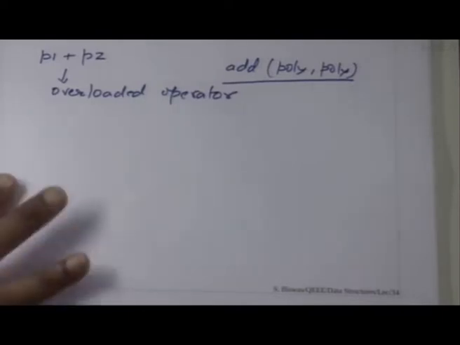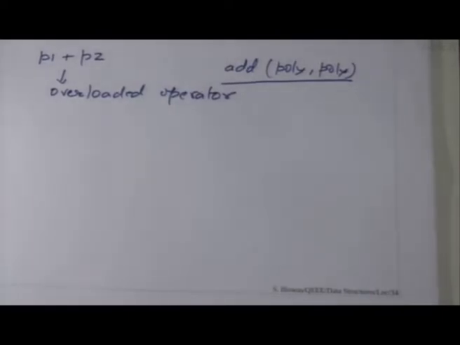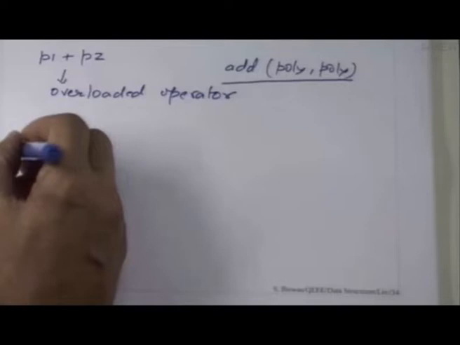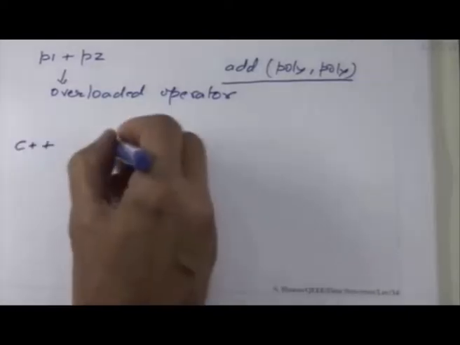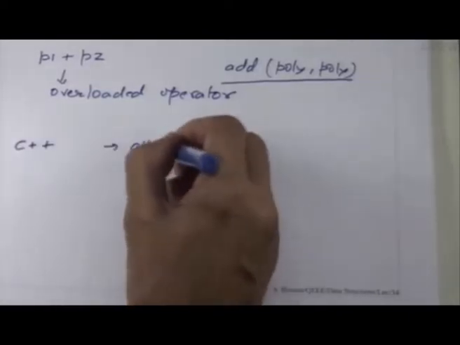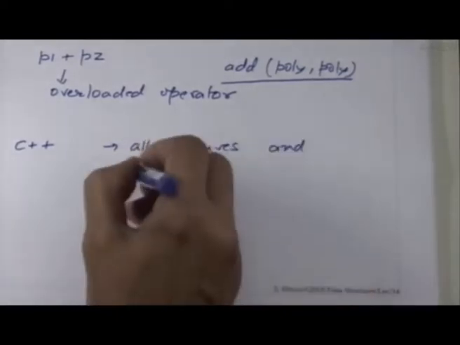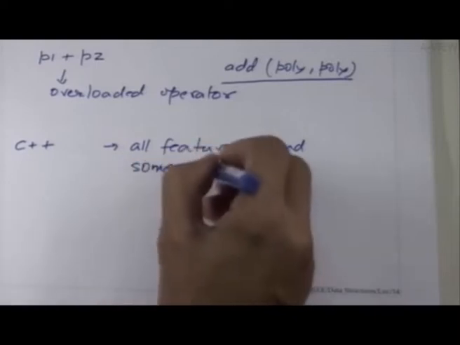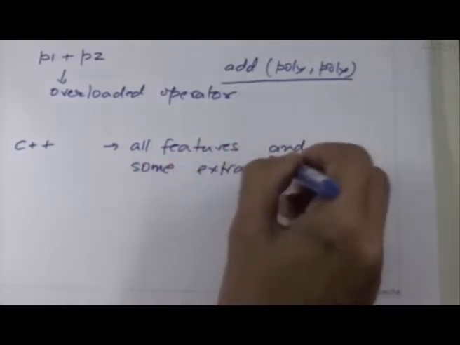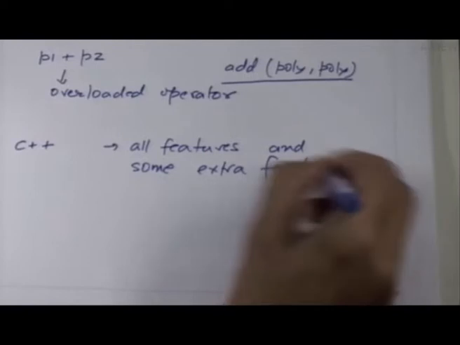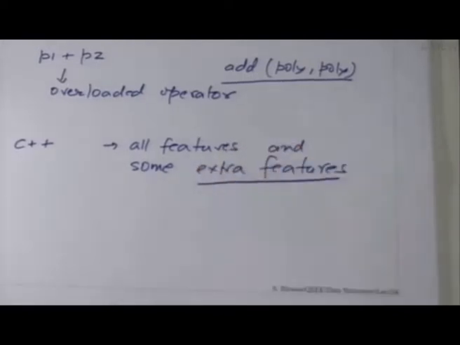So with this explanation that every C++ program, you know the language C++ and the meaning of C++, it means all features of C and some extra features, the plus plus. I was basically concentrating on the extra features, which is what I was telling you in the previous slide, where you have a lot more control on creating and designing our classes.